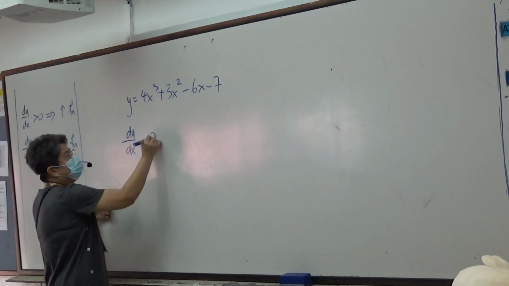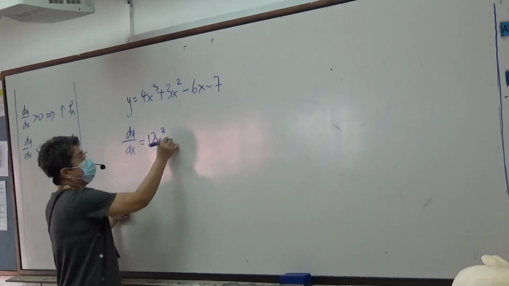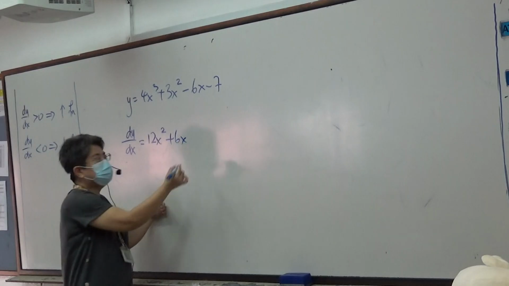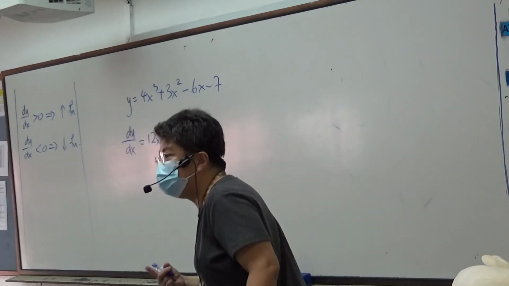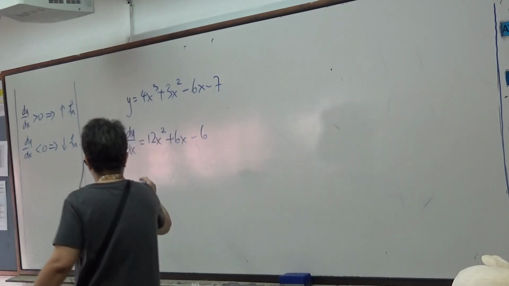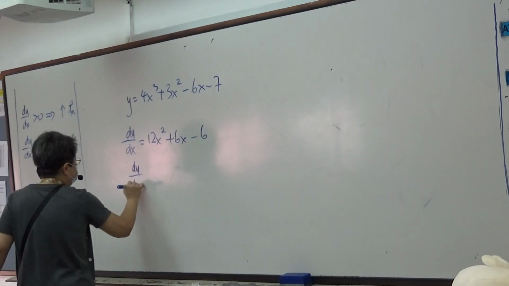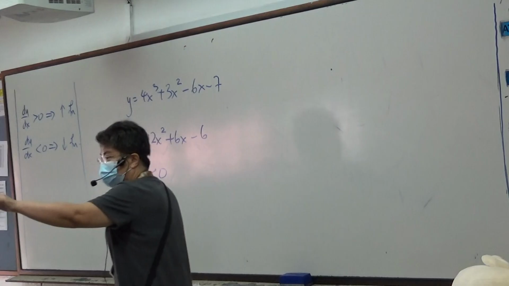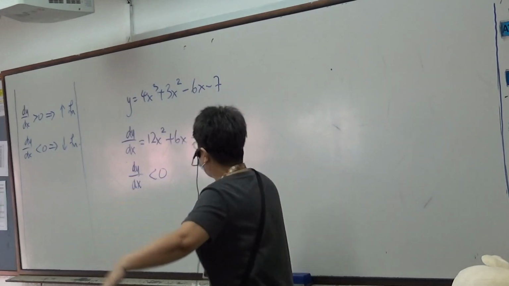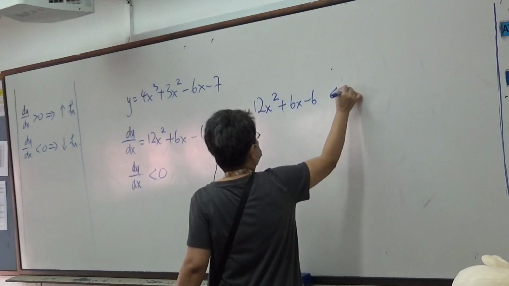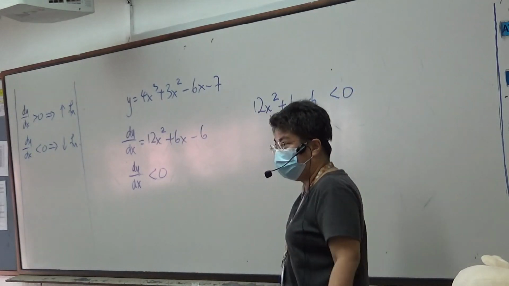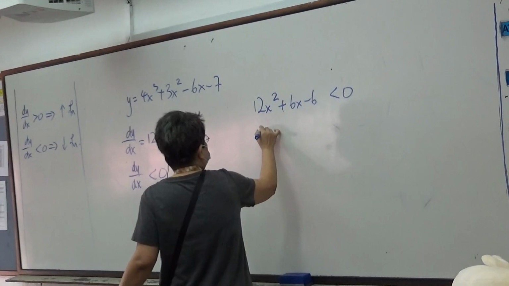12x squared plus 6x minus 6, right? They already tell you it's decreasing, so that means dy/dx must be less than 0. They already tell you. So I'll have 12x squared plus 6x minus 6 is less than 0. I can divide throughout by 6, right? So what do I get?